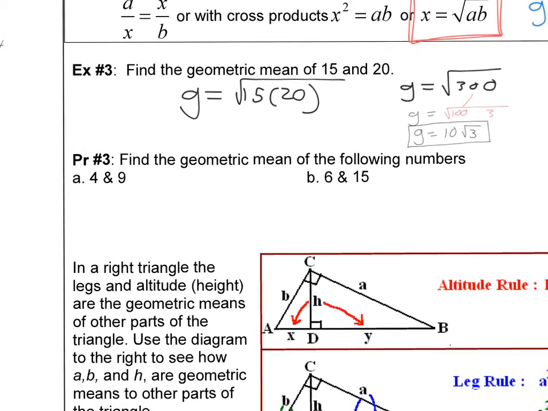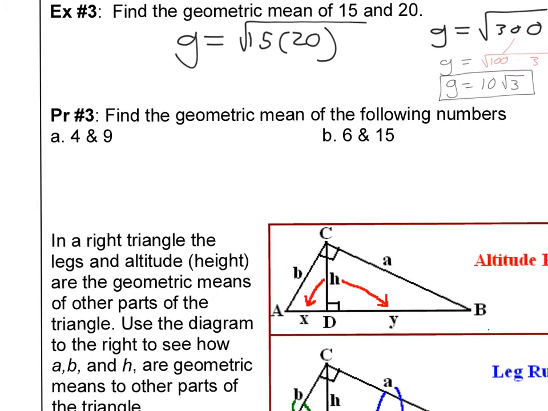Okay, I want you to try to find the geometric mean of these two pairs of numbers, so 4 and 9, and then 6 and 15. So I want you to pause the video, give that a try, and then unpause it when you're ready to check your work.